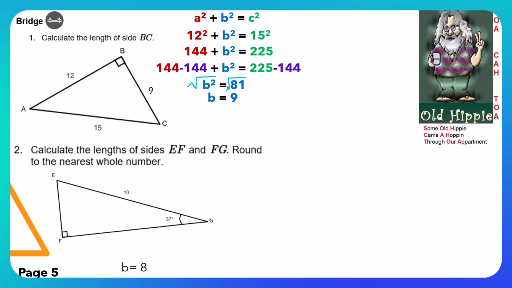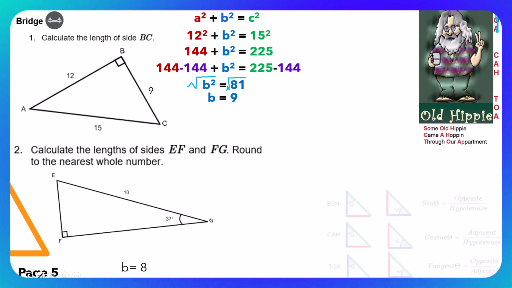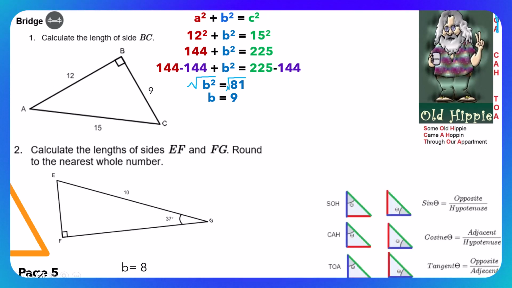I have that first one wrong here. Let me mark through that. Should be SOH. Some old hippie came a-hoppin' through our apartment. There are different ways that students have told me they've been taught. I don't like the tripping on acid one, so I'm going to stick with some old hippie came a-hoppin' through our apartment. All right, write these notes down in your workbook on page, I think we're on page 5.